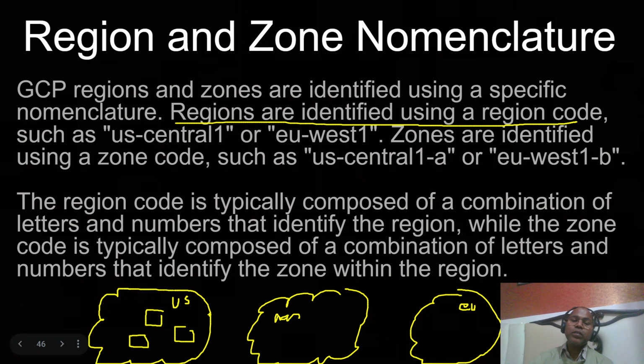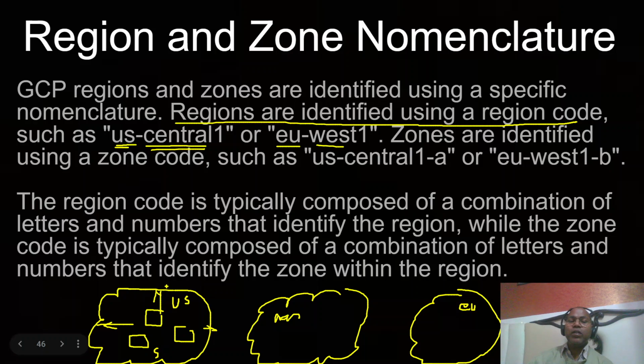Then the region has a direction: east, west, north, south, or central. So first a region code like US or Europe, and after that a direction. For example, US is the region code, then hyphen central, or Europe west one.